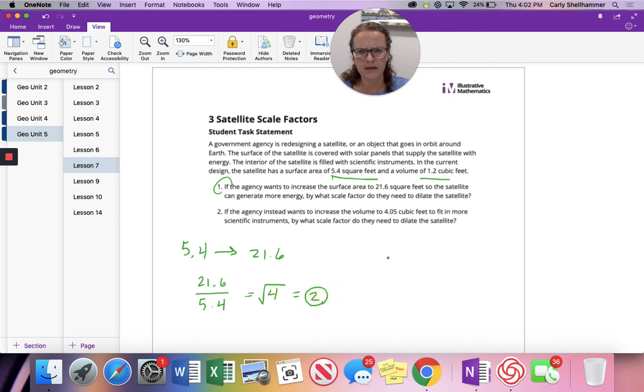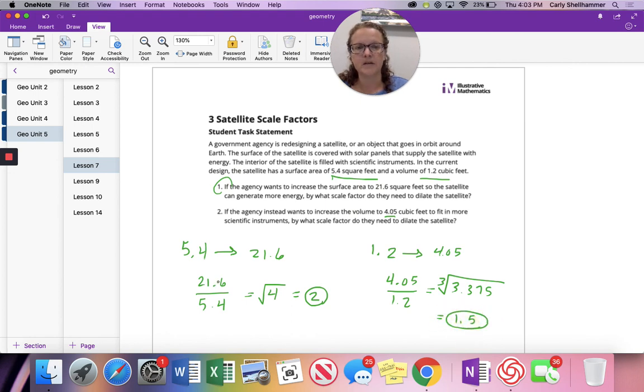Okay, if we try the volume, we're going from 1.2 to 5.04. Okay, that got bigger, so we want to divide this way. That gives us 3.375, but that's not it because it's volume, so I need to take the cube root of it. So that gives me a scale factor of 1.5.